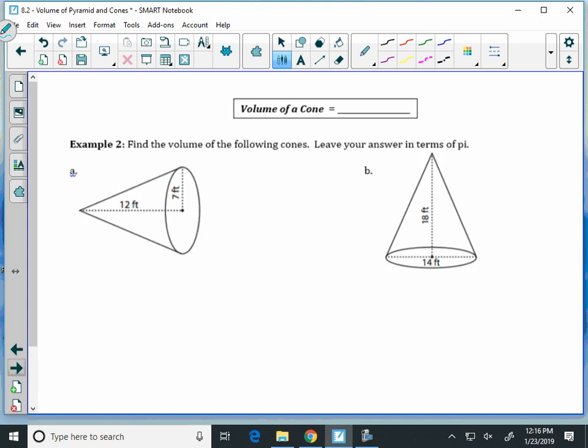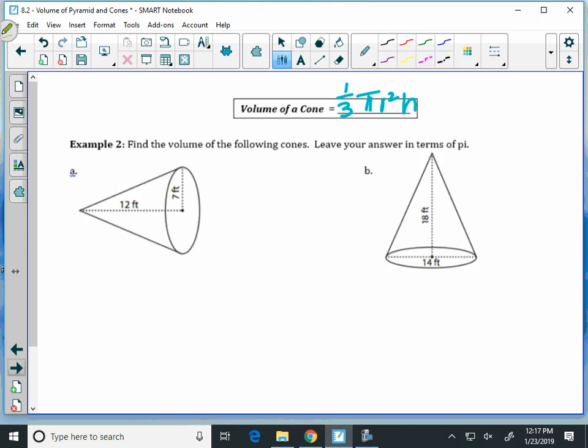The formula for a cone is 1/3 pi r squared times the height. Same concept as a pyramid. If you have a cone with the same exact dimensions as a cylinder, you can fit 3 of those cones inside that one cylinder. So we just find the volume of a cylinder and divide it by 3, or multiply it by 1/3. That will give you the volume of a cone. Okay?